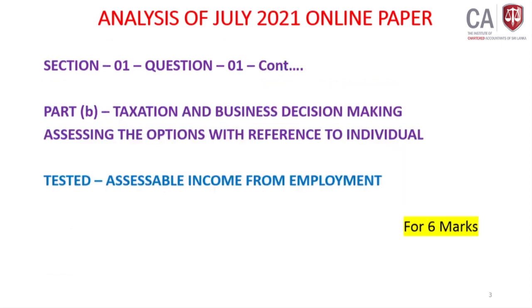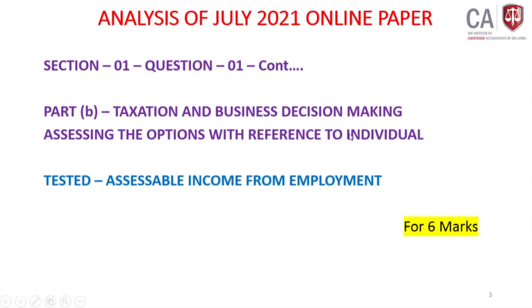And the second part of the question, which is talking about taxation and business decision making, part B for 6 marks. It has given, which is assessing the options with reference to individual.